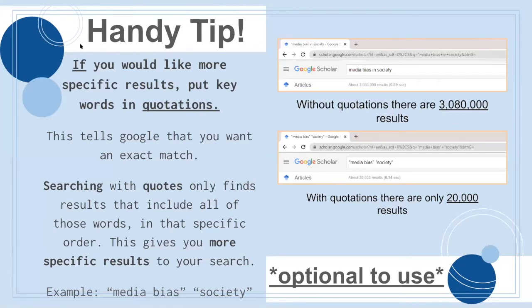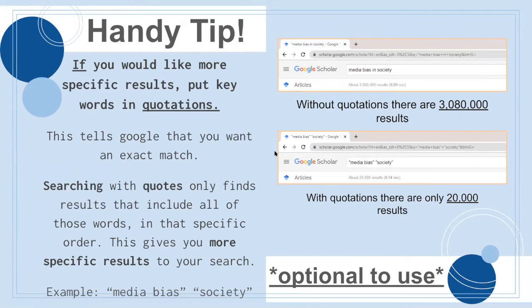Here is a handy tip. If you would like more specific results, put keywords in quotations. This tells Google that you want an exact match. Searching with quotes only finds results that include all of those words in that specific order. This gives you more specific results to your search. An example of this would be placing media bias in quotations as well as society.